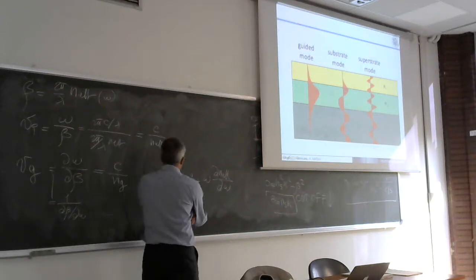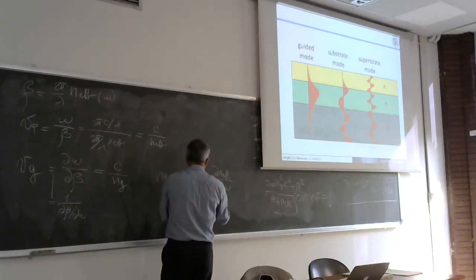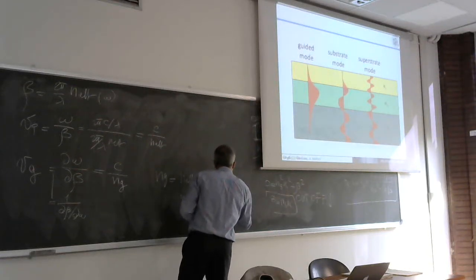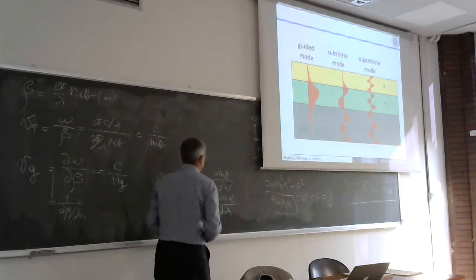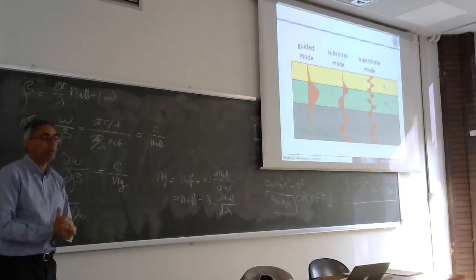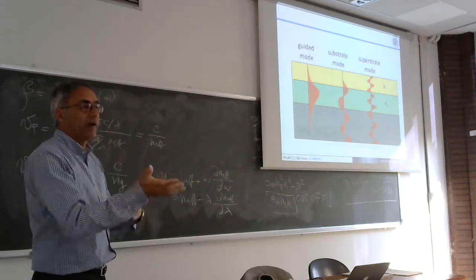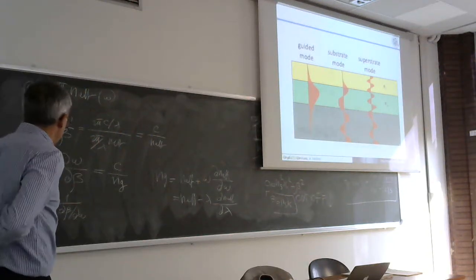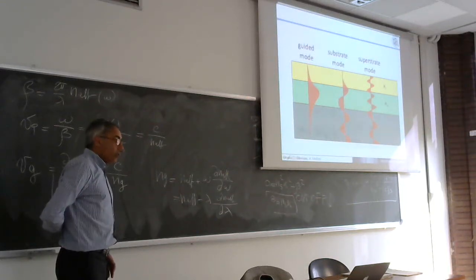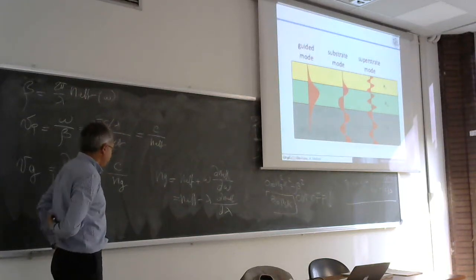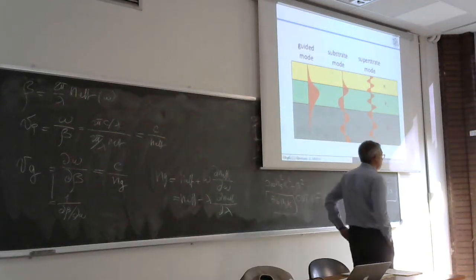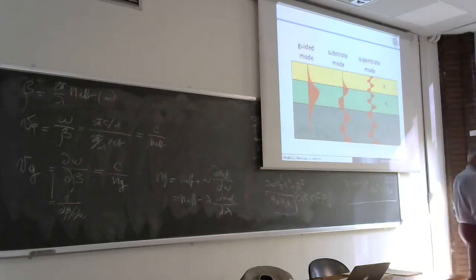Or you can define it with the derivative with respect to lambda, so it's n_eff minus lambda times the derivative of n_eff with respect to lambda. This is exactly the same. You can derive with respect to lambda. The group velocity is extremely important. We will use the group index, and we will see it in many devices.